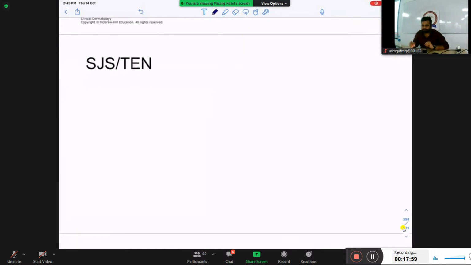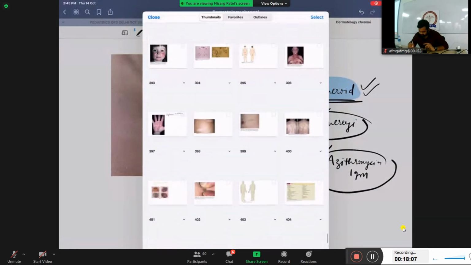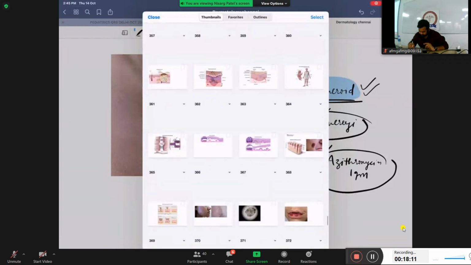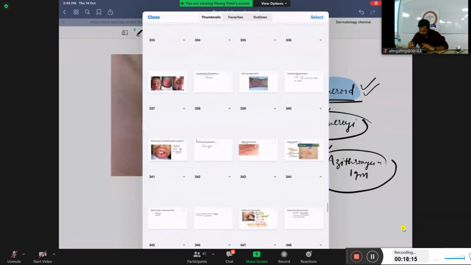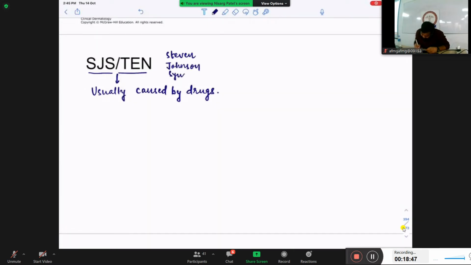This is also known as Stevens-Johnson syndrome. I'll show you the photo. So what is Stevens-Johnson syndrome? The disease is the same for both, but the body surface area involved is different. Both are usually caused by drugs. So this is Stevens-Johnson syndrome and toxic epidermal necrolysis.